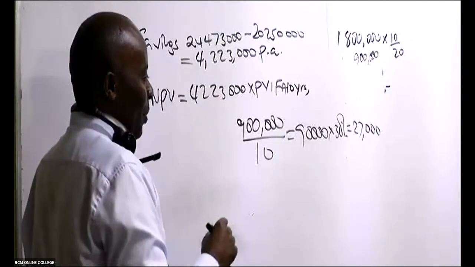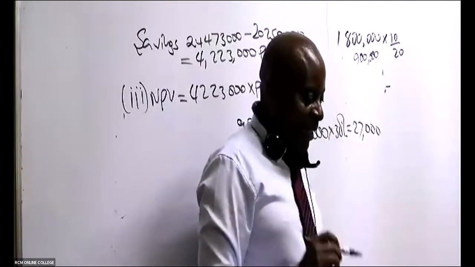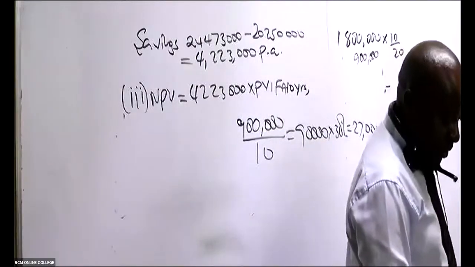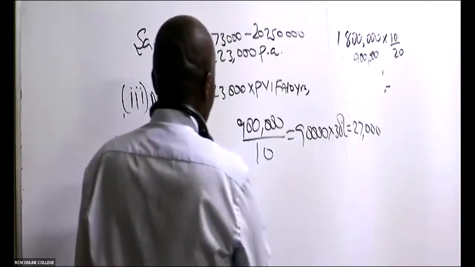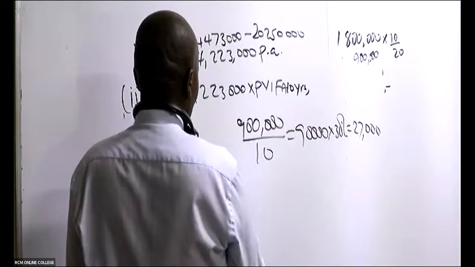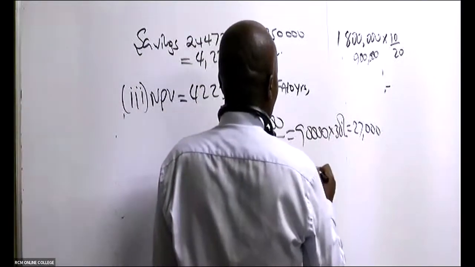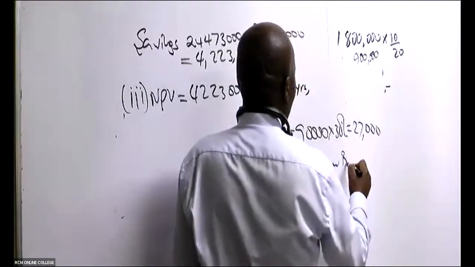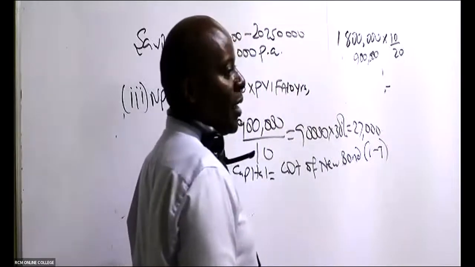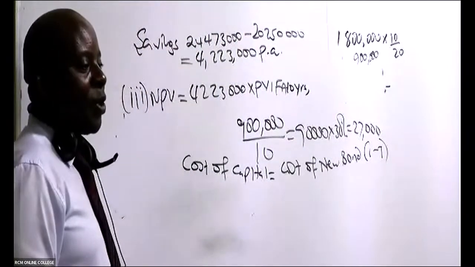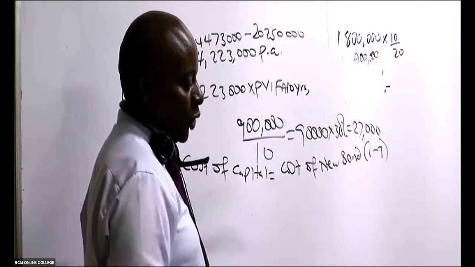Now, you see, this PV will be for 10 years. What is the cost of capital? The online ninjas, what is the cost of capital? It has to be the new debt, isn't it? The cost of new debt. So cost of capital will be equal to cost of new bond multiplied by 1 minus T, where it has to be after tax. Cost of new bond less tax.